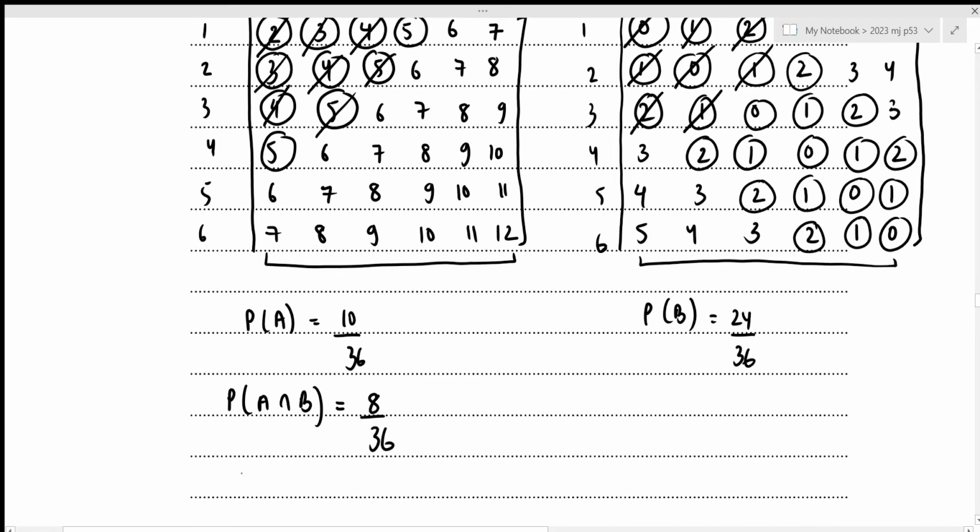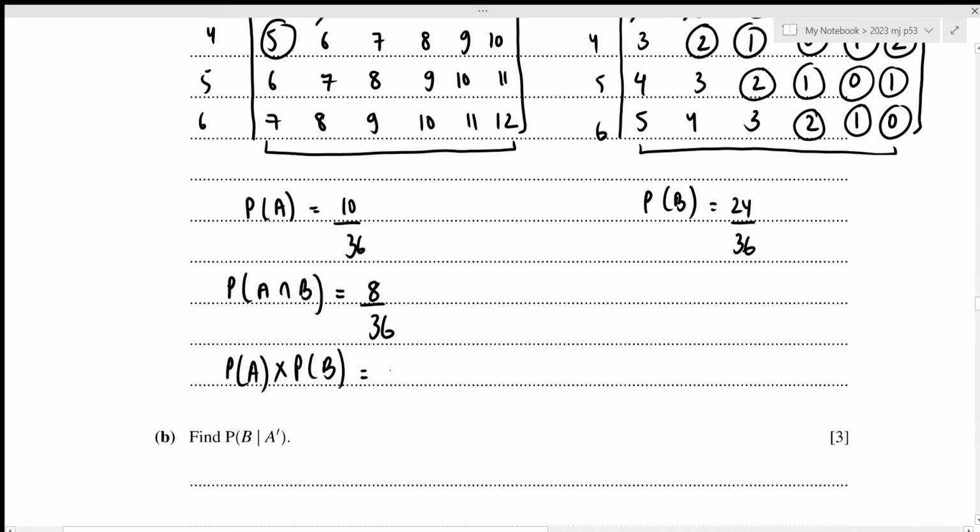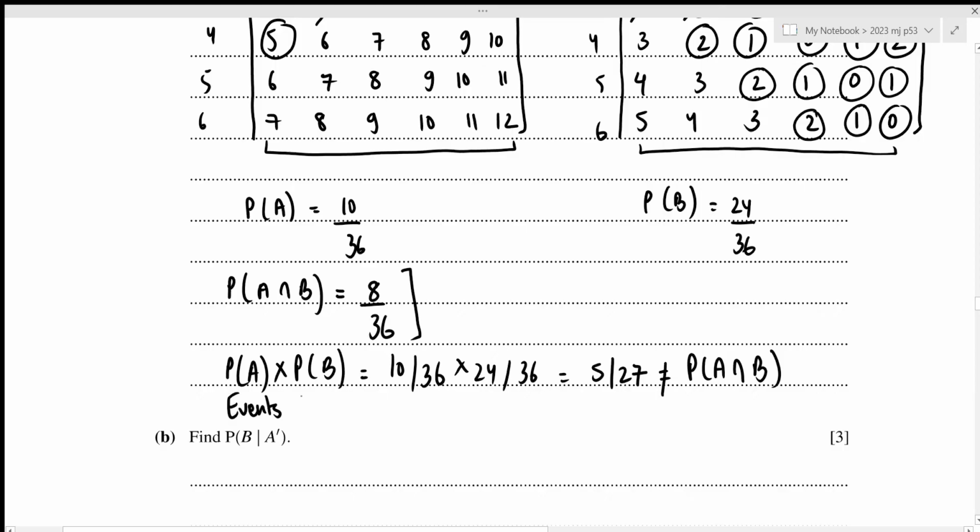Now let's calculate the value for probability A multiplied by probability of B. So that's 10 by 36 multiplied by 24 by 36. And this gives the probability of 5 by 27, which is clearly not equal to the probability for A intersection B, which is why events A and B are not independent. We have to write it down clearly. Events A and B are not independent.